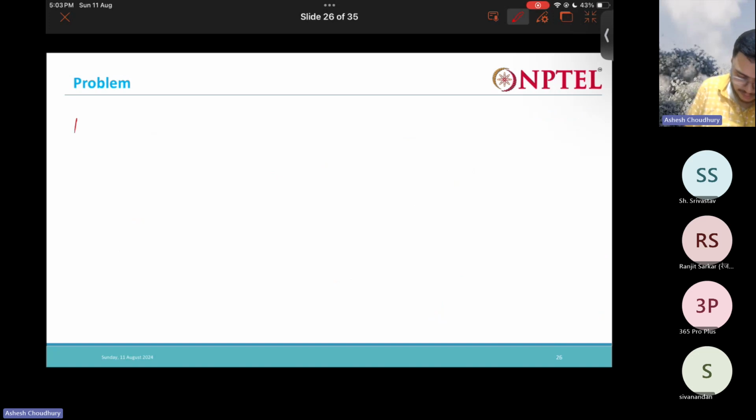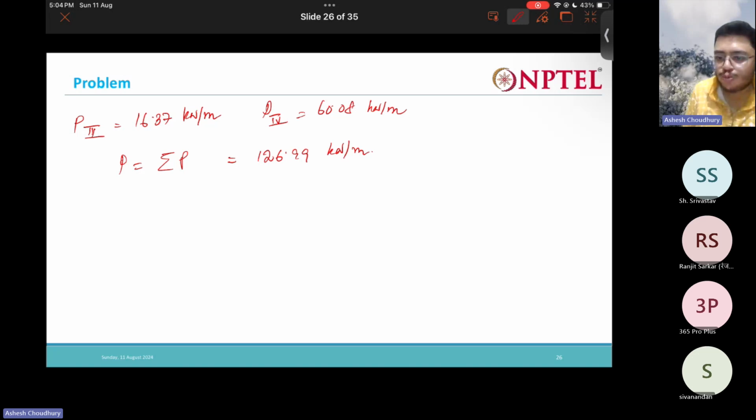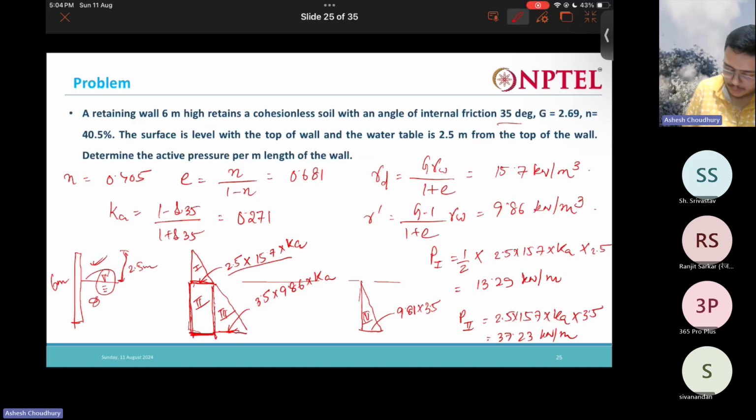So P3 and P4 I will directly write. P3 is 16.37 and P4 is 60.08. Total P, if you calculate the summation of all P's, you will get the total P as 126.99 kilonewton per meter. Now where is this PA actually acting?